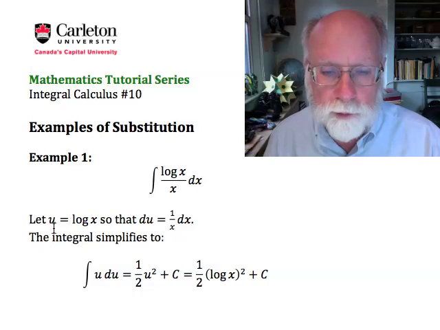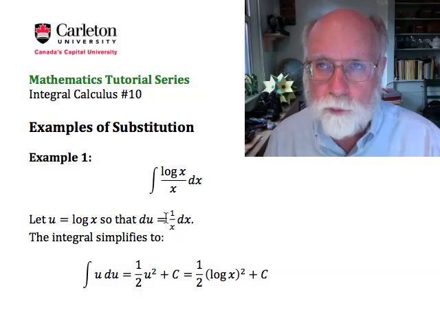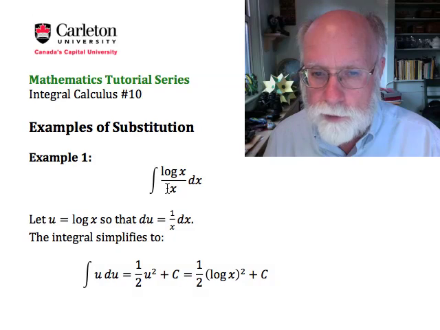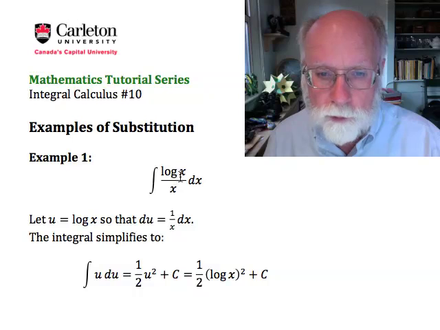Here we're going to let u equal log x, and then du will be 1 over x dx, because 1 over x is the derivative of u, and we also have 1 over x in the integrand, and so this will work out to simplify our integral quite considerably. So when we make the change, we'll get the integral of u du, because the 1 over x dx is just du.